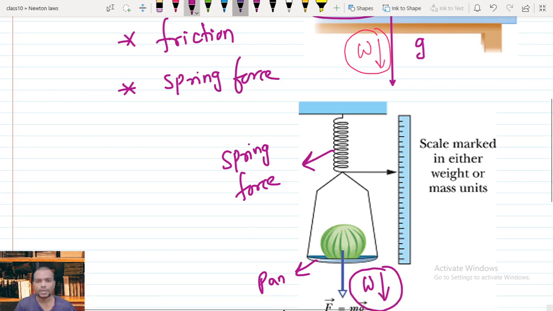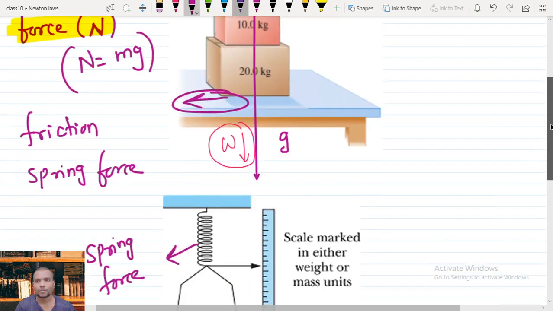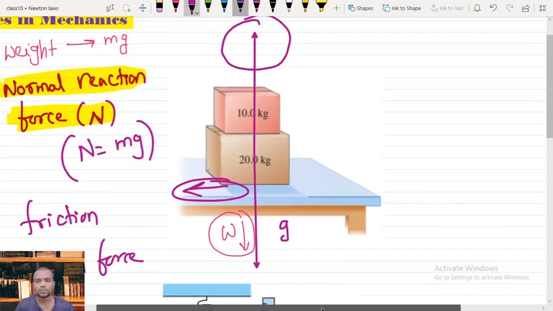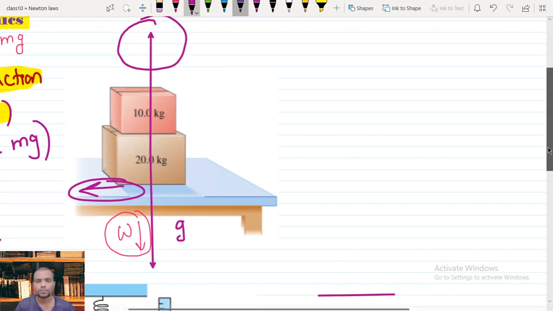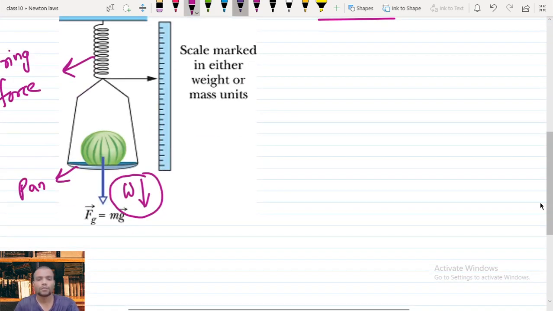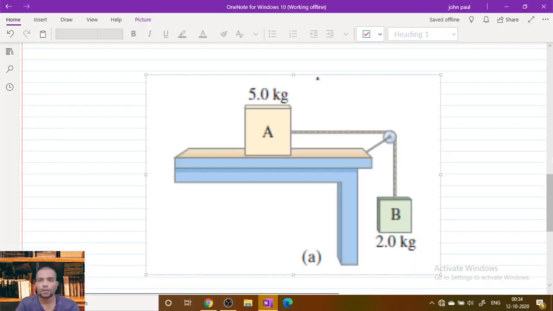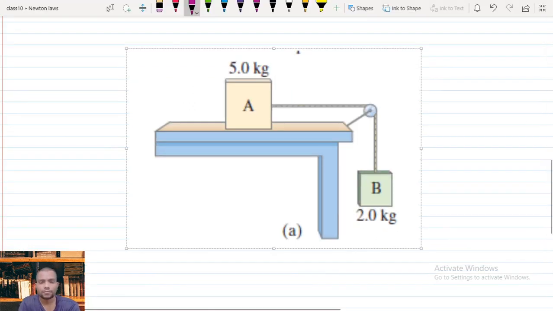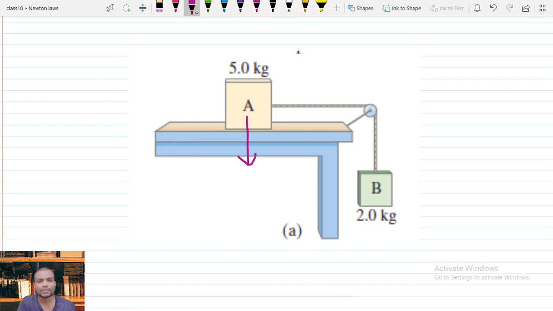Now let me take one more case. So in this case, suppose this is the case. What are the forces which are acting right now in this given figure? Right now here the weight is a force which is acting in the downward direction. So that is the force, weight, and I can write that F equal to mg. So this is a force.